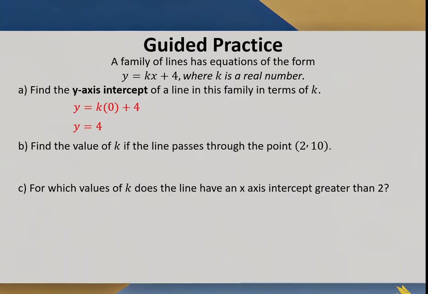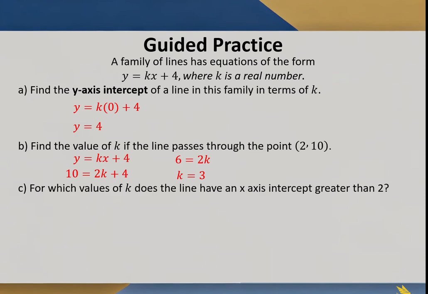The next part, it says find the value of k if the line passes through the point 2 and 10. So this is where I'm just grabbing the x value 2 and the y value 10 and putting it into my equation. Then I'm just solving it by taking away 4 from both sides to give me 6 equals 2k, and then I divide both sides by 2, and that gives me k equals 3.